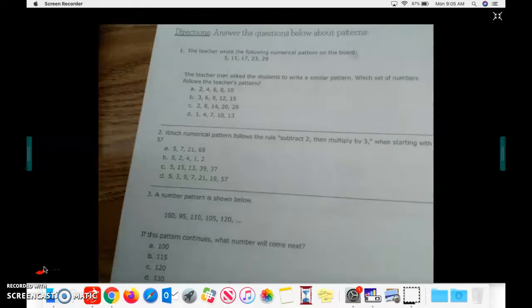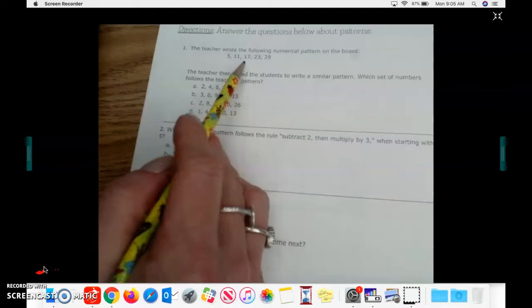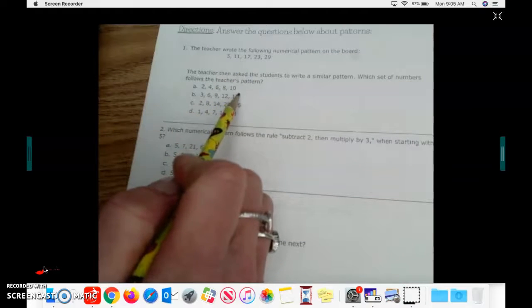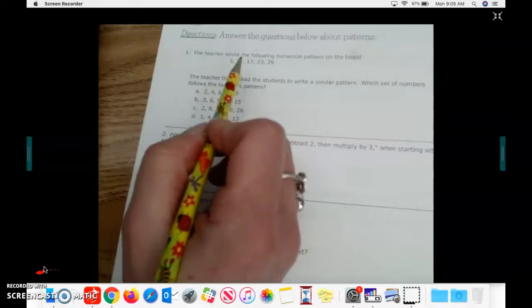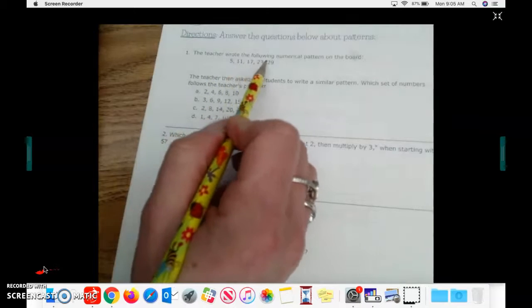Okay, like I told you at the beginning of the video, this is going to be a bit more challenging today, because you are going to have to identify what the pattern is, and then see if you can find a similar pattern in the answers below. So for example, number 1, the teacher wrote the following numerical pattern on the board. I have 5, 11, 17, 23, 29.